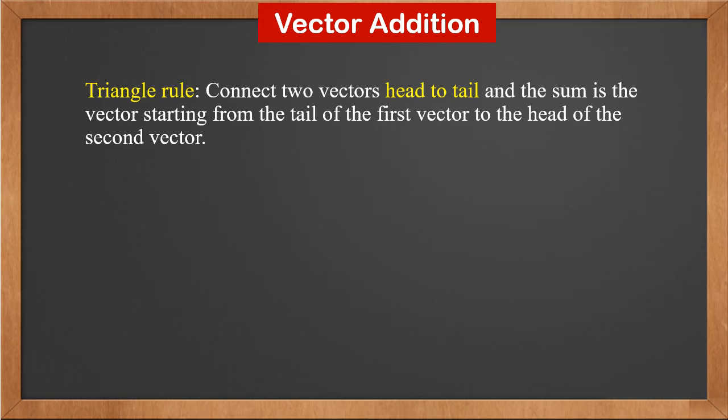To add two vectors, we can use the triangle rule. Connect two vectors head to tail, and the sum is the vector starting from the tail of the first vector to the head of the second vector. For example, vector AB plus vector BC is equal to vector AC. The two vectors AB and BC are connected head to tail. This can be interpreted as, move from A to B, and then from B to C. So the final result is, move from A to C.